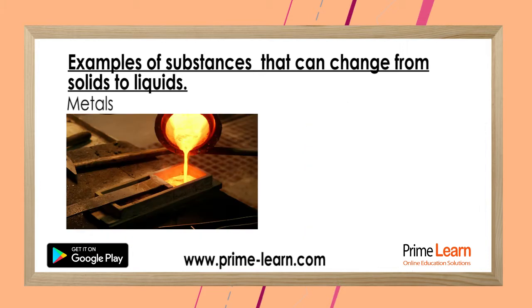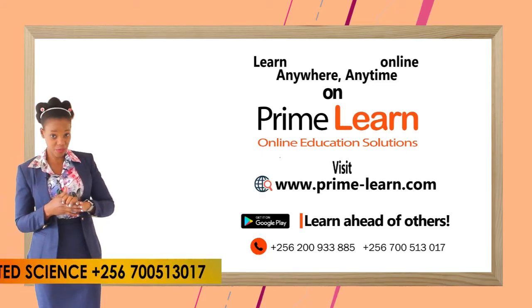Another one, we have metals. We have some kinds of metals which are very hard and they belong to solid state. But when we expose them to heat, they are going to melt slowly by slowly and they will form molten liquid. As you can see on our screen, we are seeing metals being exposed to heat and they are changing to molten liquids.